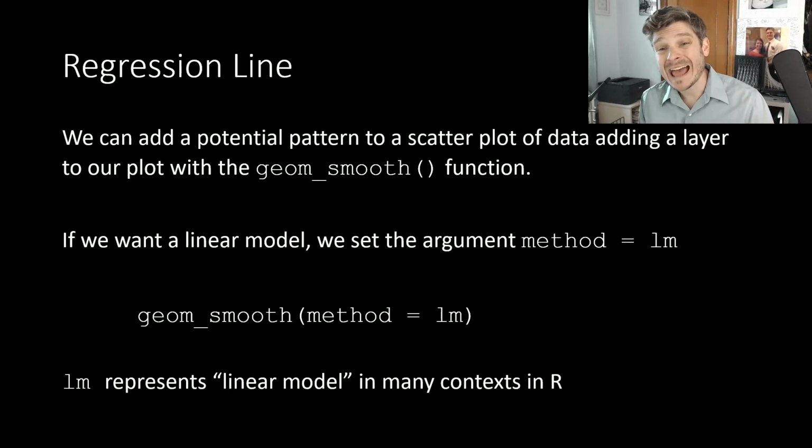So we can add this potential pattern to our scatter plot of data by just adding another layer to ggplot. The layer we're going to add is the geom_smooth function. Now, if you want a linear model, we have to set that argument inside of geom_smooth. So again, there's different types of regression models we can use. Again, we're going to start with just the simplest ones, which are linear models. And so in the R programming language, lm always stands for linear model. And so again, inside the geom_smooth function, we're going to set method. Method is the argument, and we're going to set that argument as lm for a linear model.